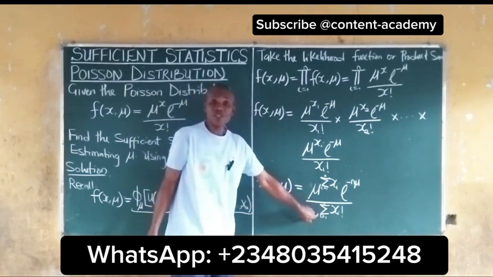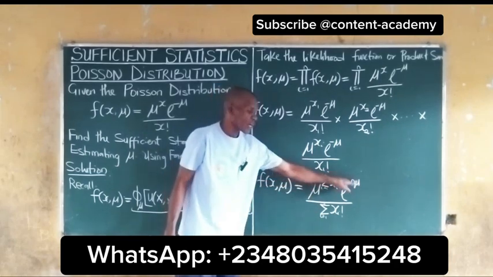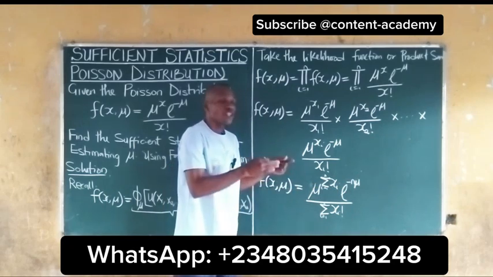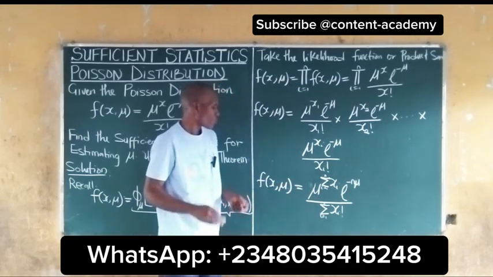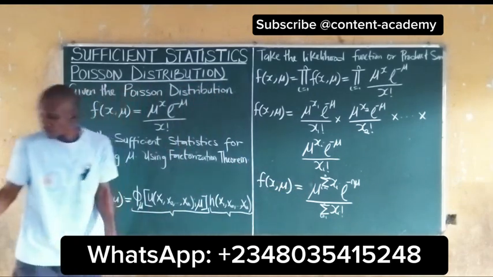Of course, this can be split. So we see how we can factor out what we have gotten from the likelihood function into two components. So how do we factor this out? We'll come over to this side of the board.